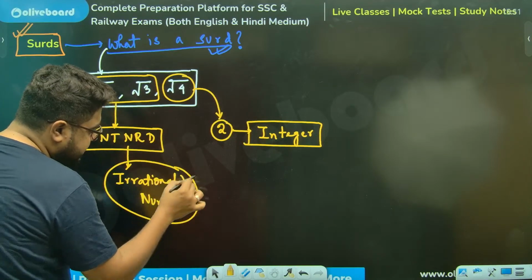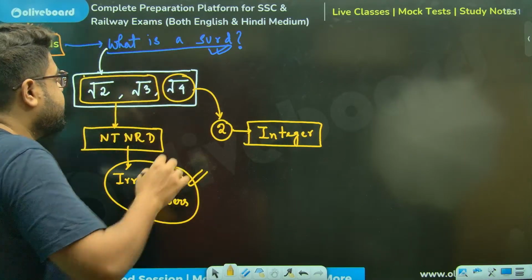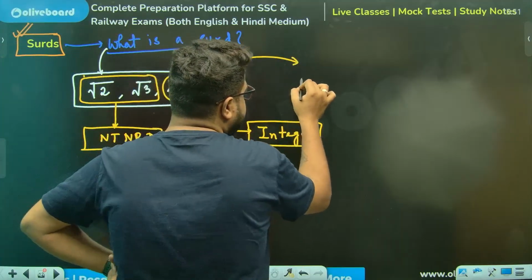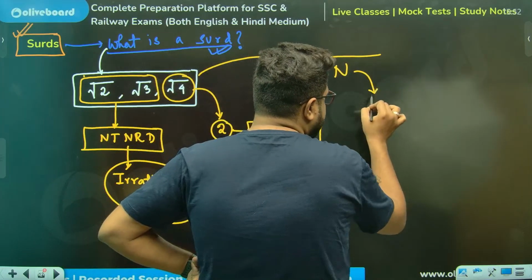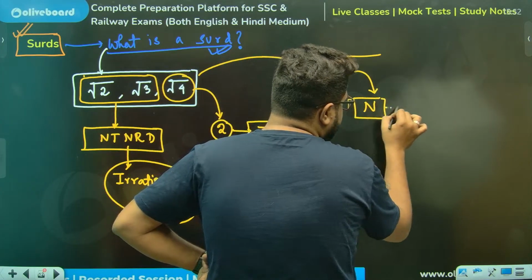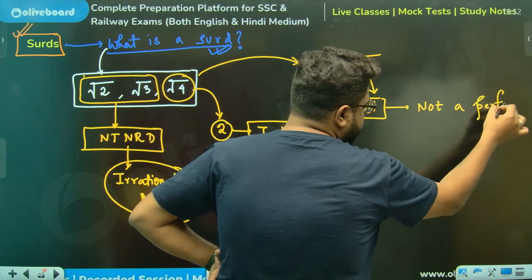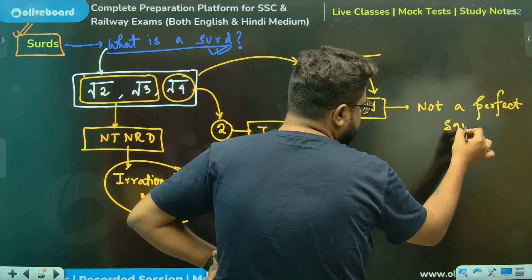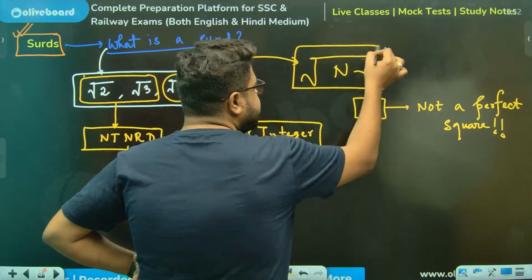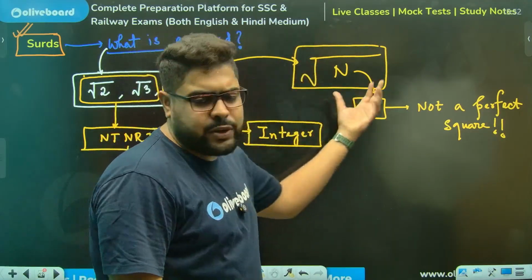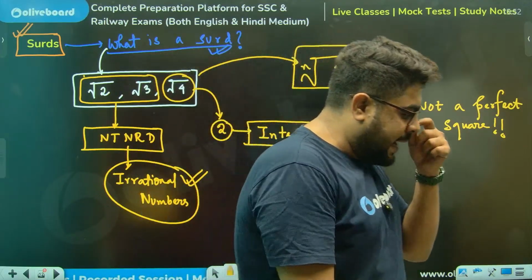Now, what then is a surd? If you get the square root of something, a number n, and this n is not a perfect square, then this thing is called a surd. Instead of square root, it can be cube root, any root. So it can be the nth root as well.